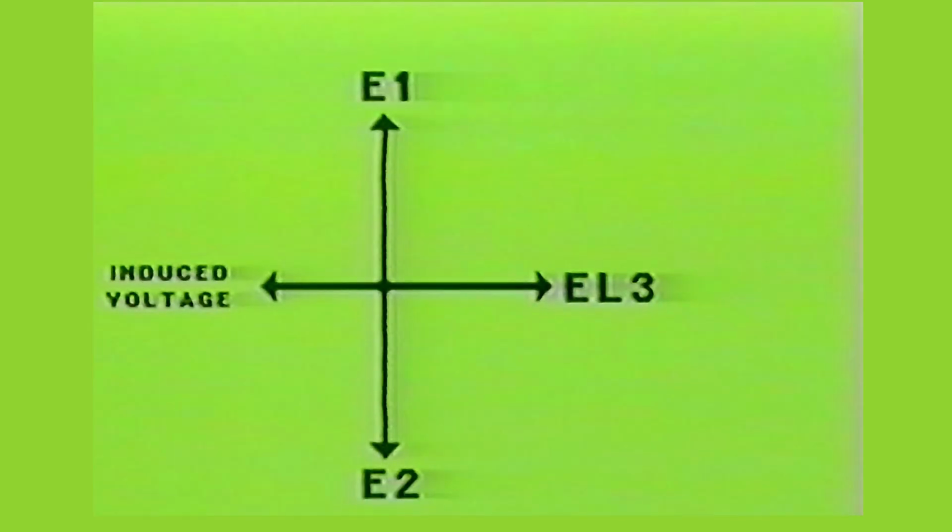This can be better illustrated with the use of a vector. Notice the reference line is marked EL3, which is the in-phase line going to inductor L3. Voltage E1 leads the reference line by 90 degrees. In essence, the voltages are 180 degrees out of phase with one another.